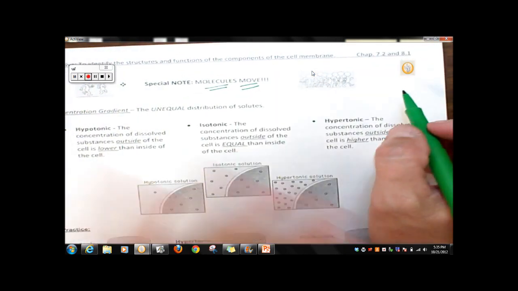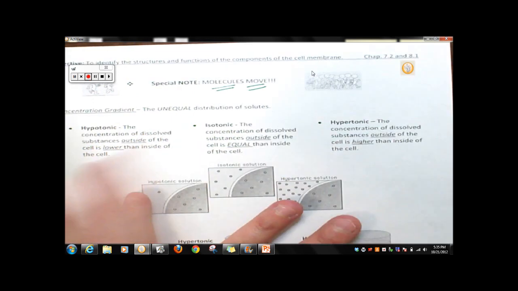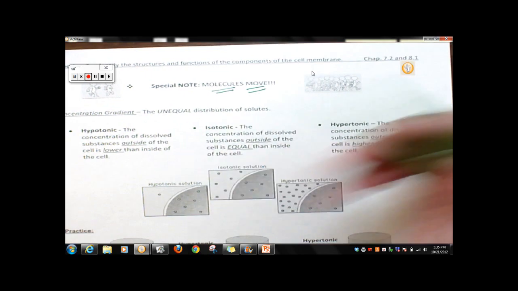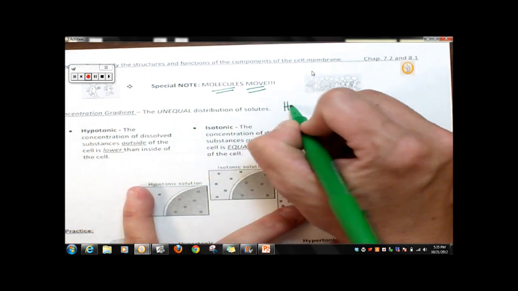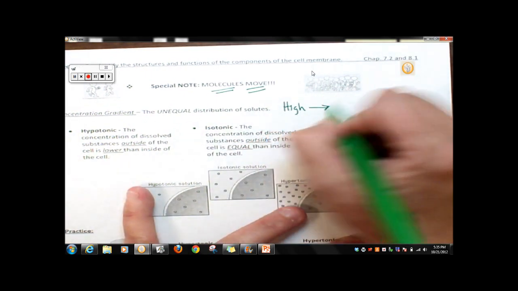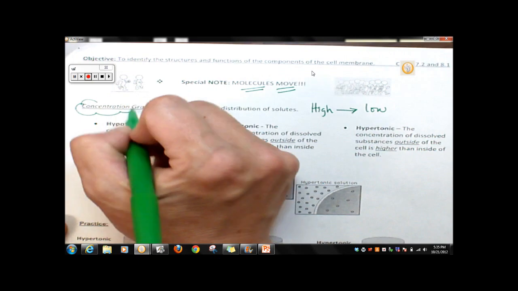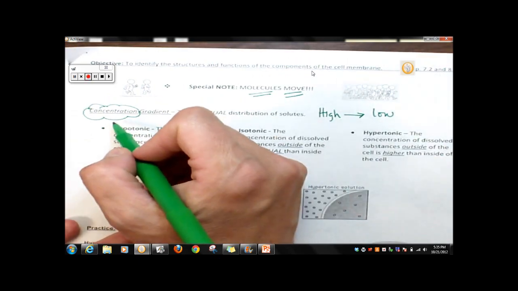Now, one of the things that you'll see in diffusion that powers movement, we said, was a high concentration in one area and a low concentration in another. And I kept saying concentration, concentration. Well, concentration isn't something to think deeply about. It is how much of something you have.